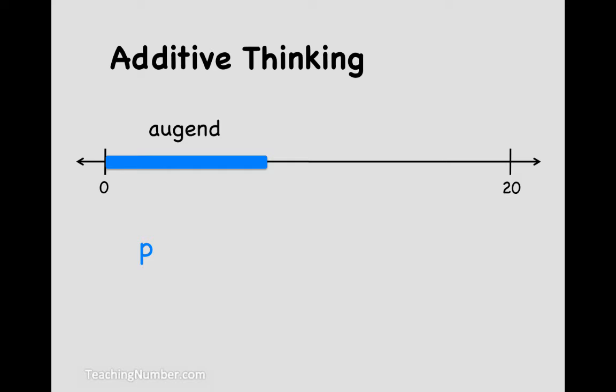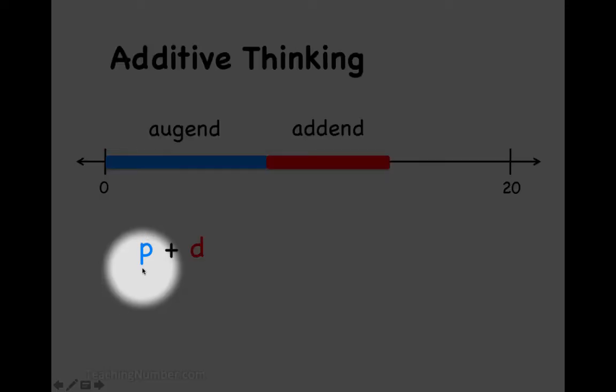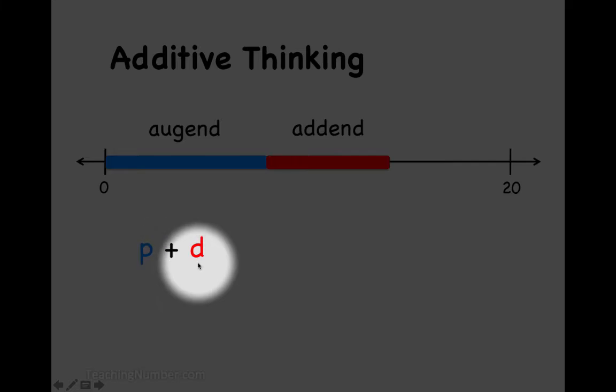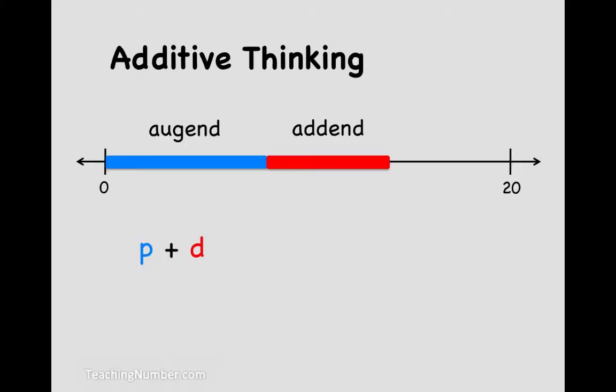Then there is a change. There's something different. The official terminology for this different quantity is addend. We're going to call this the difference. So we have a quantity which is the initial part, and then to that is added a different quantity. That gives us a new quantity. The technical terminology for the new quantity is the sum.